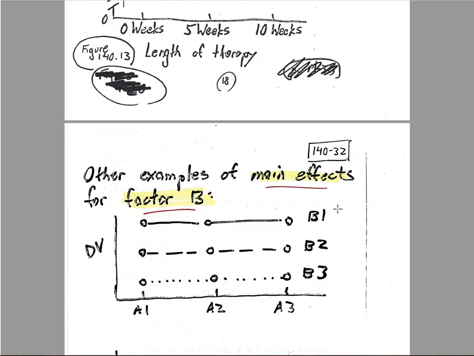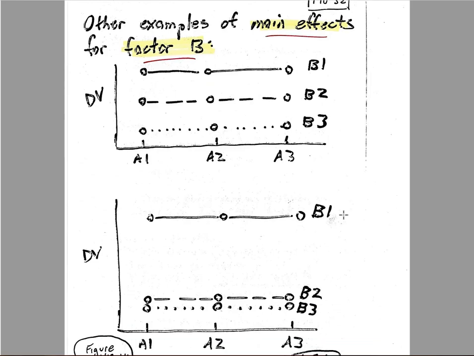If you have three conditions, it's not necessary that all three lines have to be separated from one another. What if the people with dysthymia scored significantly higher than the other two groups? This line represents people with dysthymia. This is people that suffer from major depression. This is people that suffer from bipolar disorder. There's no difference between the people that suffer from major depression and bipolar disorder, but the people with dysthymia score substantially higher. I have a significant main effect for factor B because this line is separated from these two.